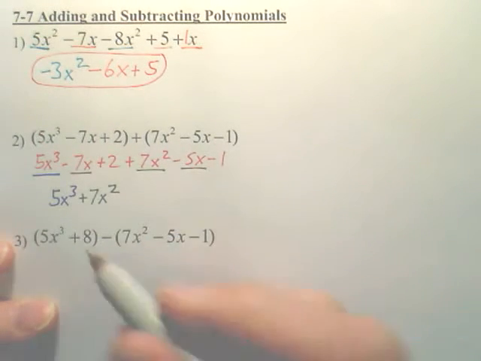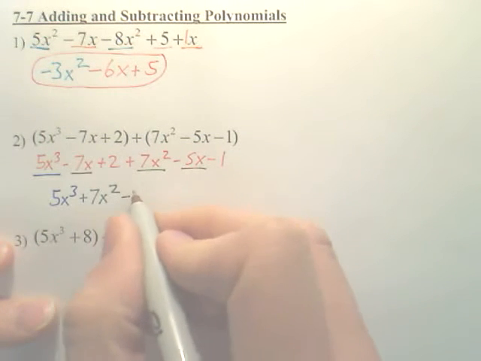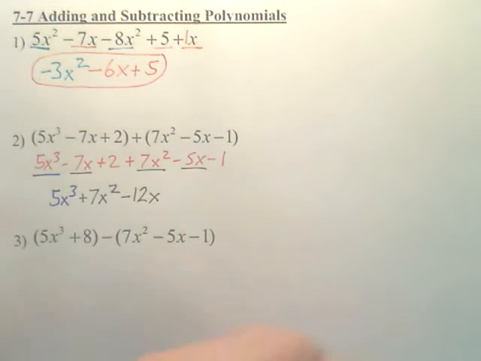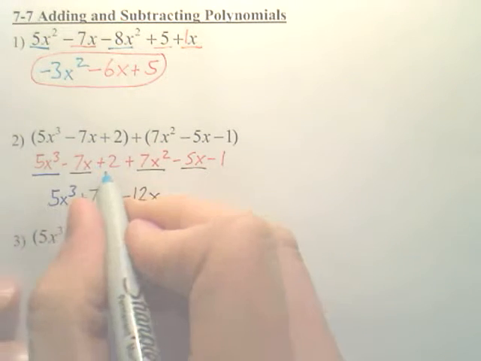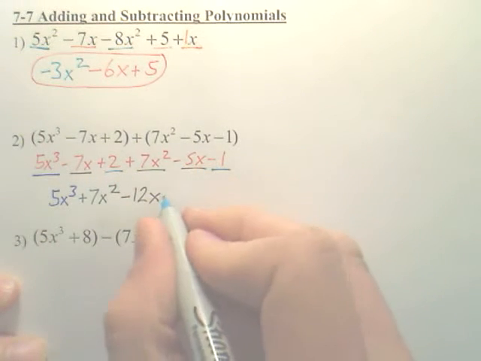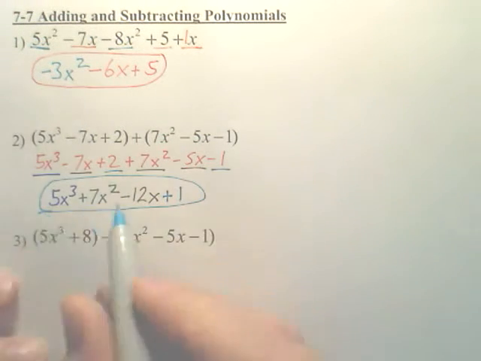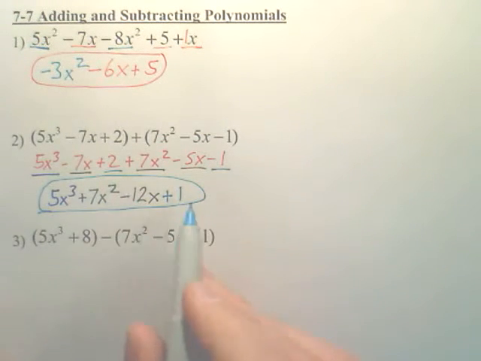Alright, we have two sets of x's. I have a negative 7x and a negative 5x. Looks like that would be negative 12x. And the last piece would be the numbers. Looks like a 2 and a negative 1. So 2 and negative 1 would be positive 1. There's your answer. Again, you start with the highest power and work your way down and just combine like terms.